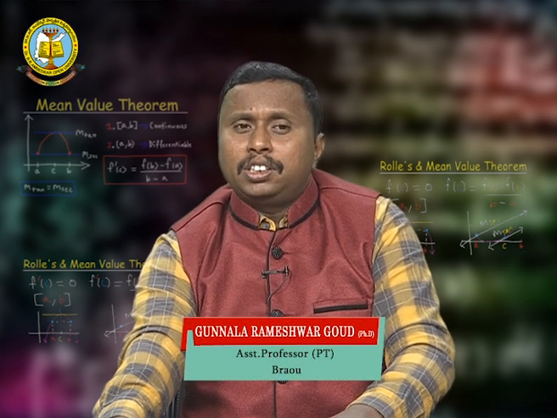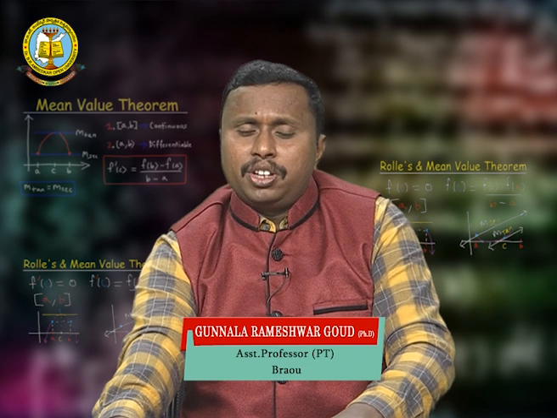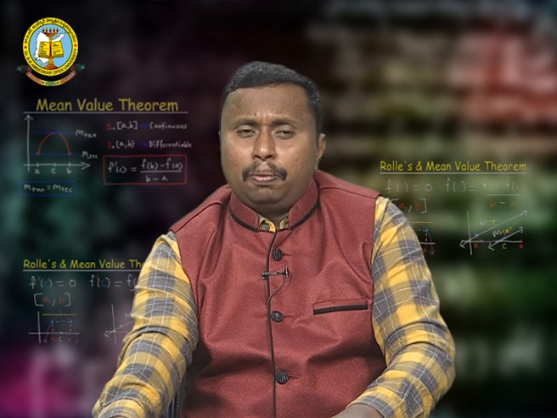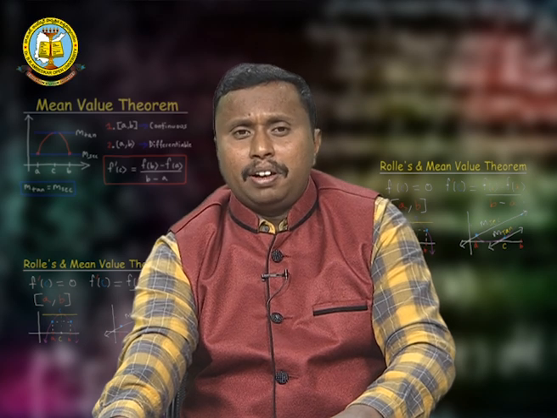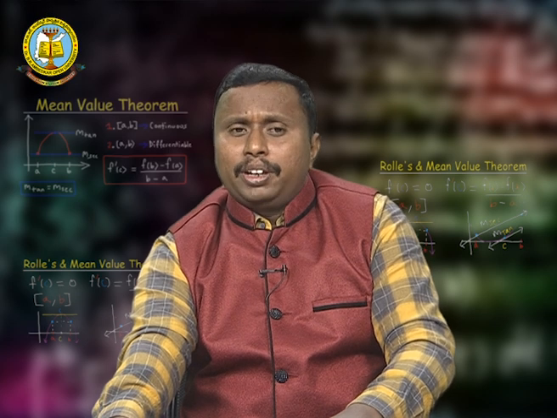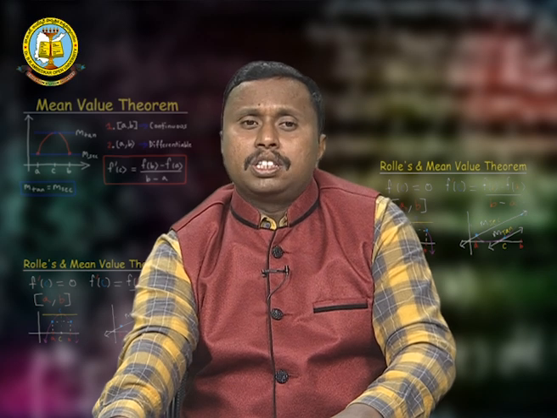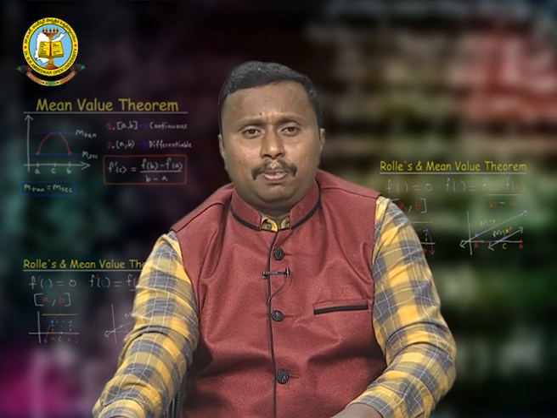Rolle's theorem means it should be satisfied that f is continuous on the closed interval a comma b, and f is derivable on the open interval a comma b, and f of a equals f of b. But in this problem f is not derivable, so we can say that Rolle's theorem cannot be applied for the function. So, this is Rolle's theorem. It is very important.